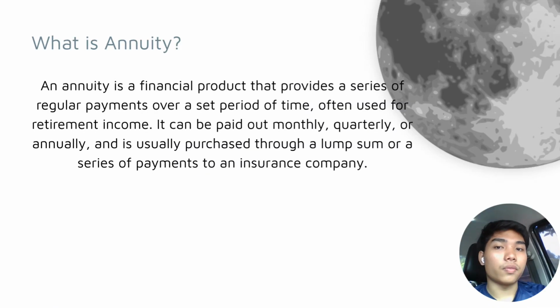What is annuity? An annuity is a financial product that provides a series of regular payments over a set period of time, often used for retirement income. It can be paid out monthly, quarterly, or annually, and is usually purchased through a lump sum or a series of payments to an insurance company.